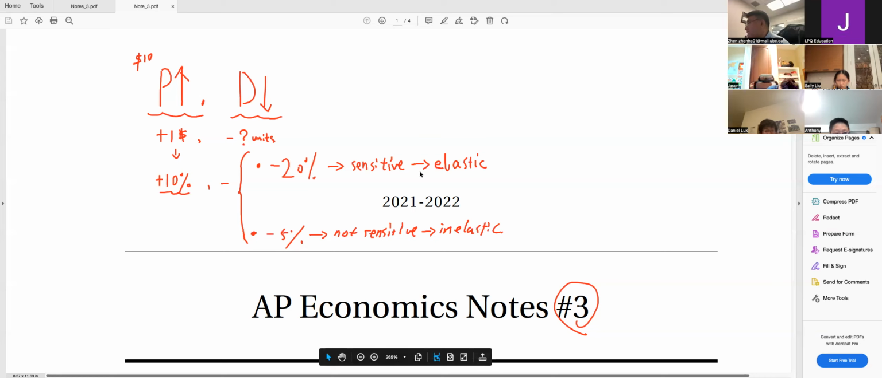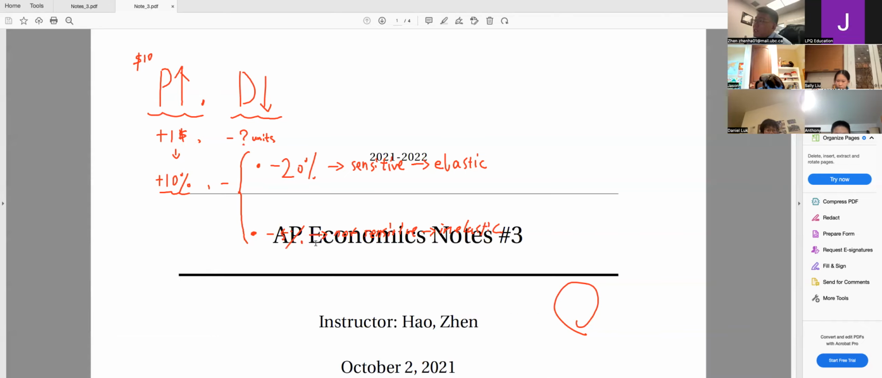This is about elasticity. We try to quantify, to measure, how much consumers respond to price change. Will they change their consumption behavior by a larger percentage, meaning greater than 10%? Or will they just reduce the quantity by a little bit, like 5%? Since 5% is lower than 10%, they are not sensitive about price change, and it's an inelastic demand curve.